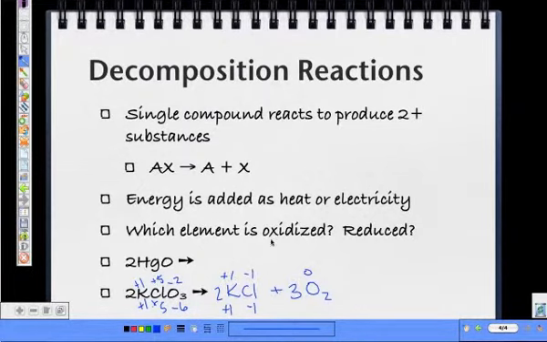Which one has been oxidized? So which number has gone up? Oh, the oxidation number increased. And reduced? Yep. Chlorine went from +5 to -1.